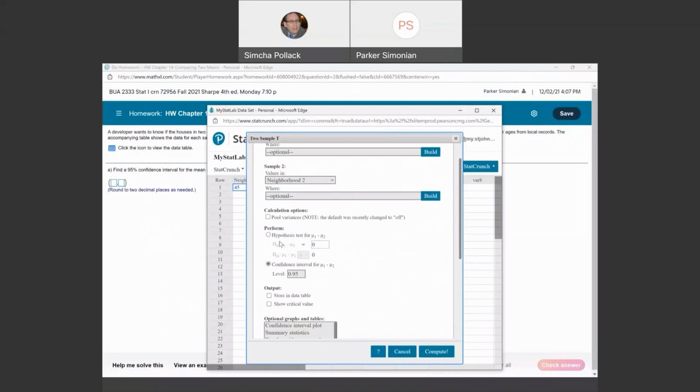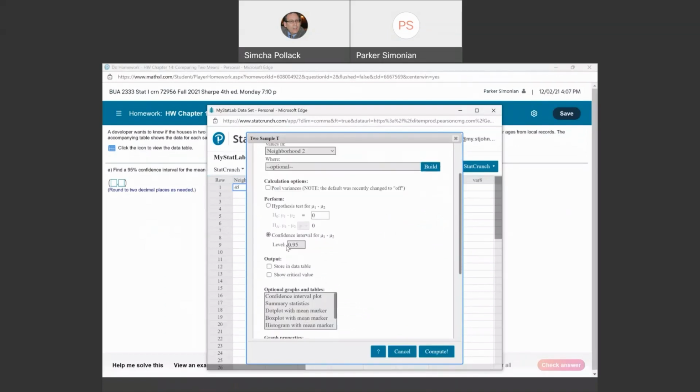You never do pool variance. The default recently changed to off. I would say pool variance. Click on that calculation option right above. Go up, right there. I think you're supposed to do that because they said the default is off. It should be on. You want to do hypothesis testing. Oh, they're asking for a confidence interval. Okay, good.